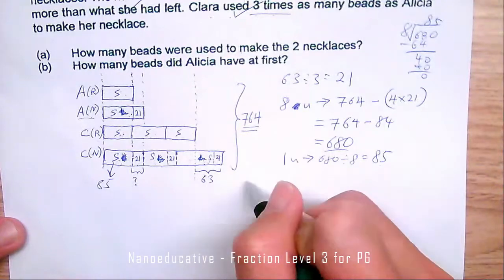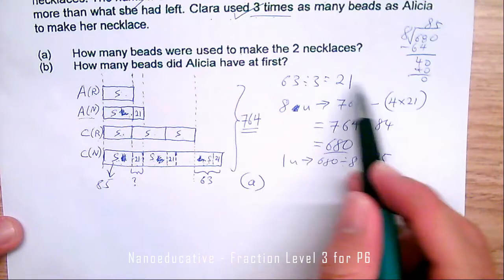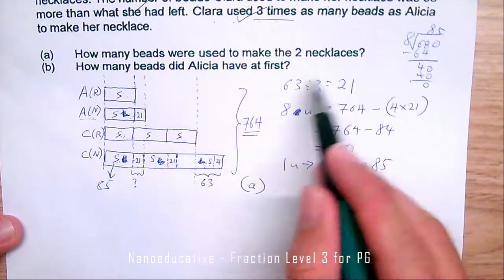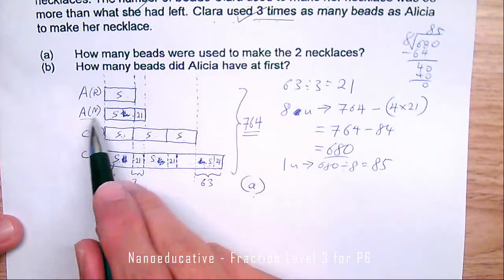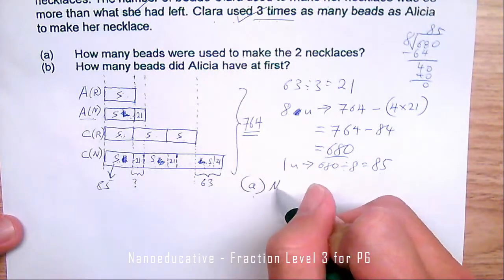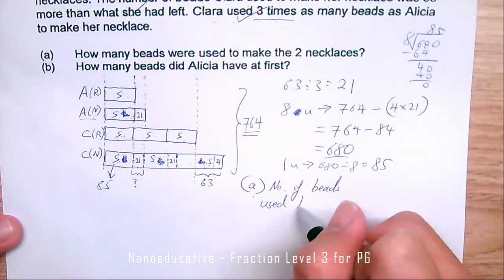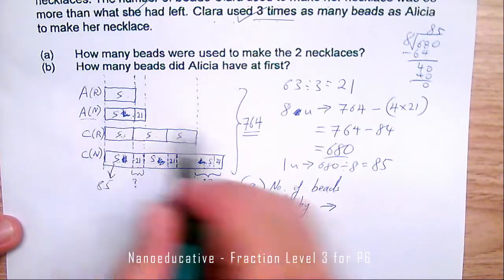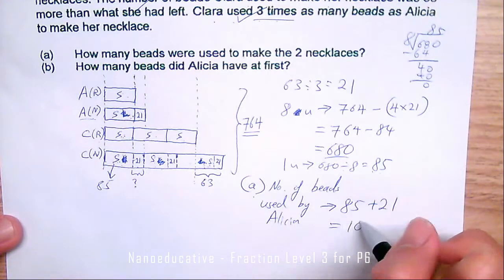Now, for part A, usually this is what I like to do, how I like to present my answer. The first part over here doesn't relate to the question at all. I mean, it doesn't relate to question A nor B. So I will only label A from here onwards. It's because it's only from here onwards that I'm doing part A. Okay, so number of bits used by Alicia. So I'm going to put number of bits used by Alicia, arrow, will be 1 small bar, which is 85, plus 21. That will give us 106.